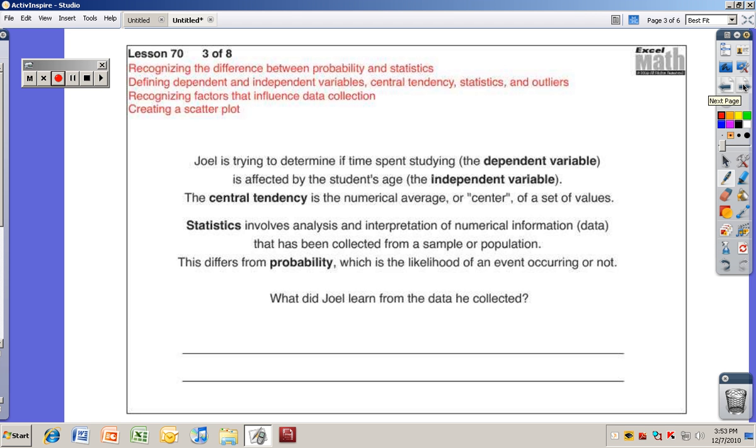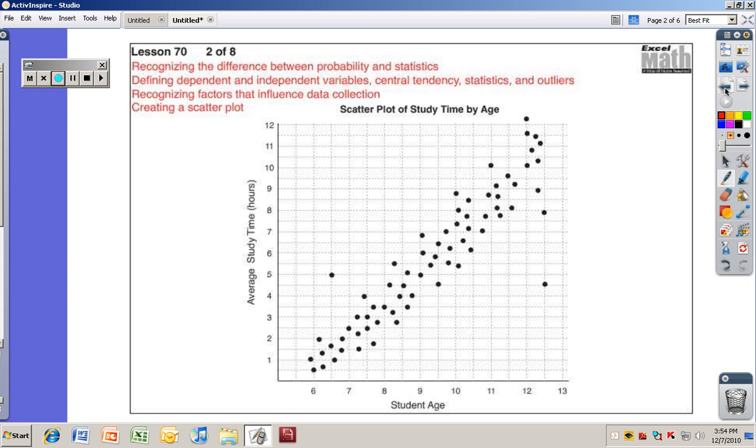Let's go to the next page. It says Joel is trying to determine if time spent studying, that's called the dependent variable, is affected by the student's age, the independent variable. The central tendency is the numerical average, or the center of a set of values. So we're going to go back to the chart here again. Take a look at this. Joel is trying to figure out if the dependent variable is the amount of time that they spend studying. And this is the independent variable, their student age.